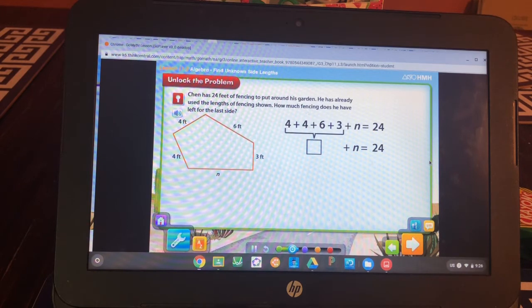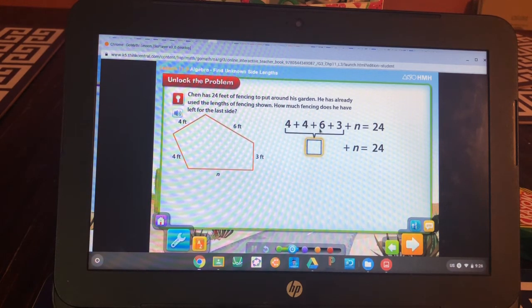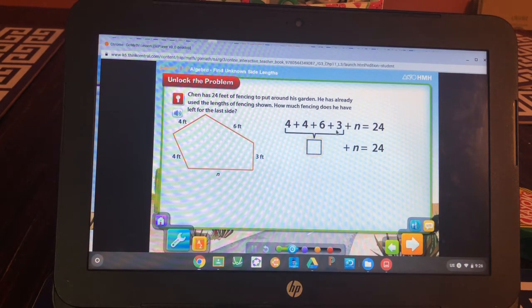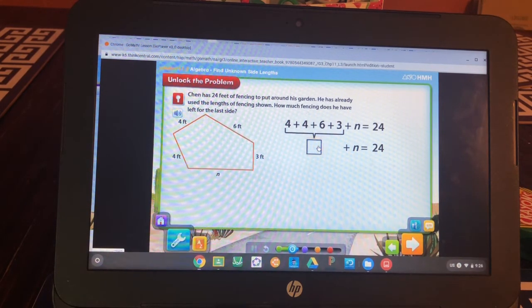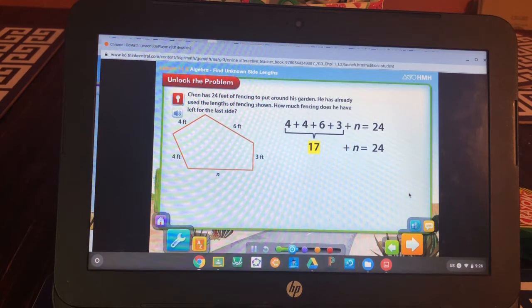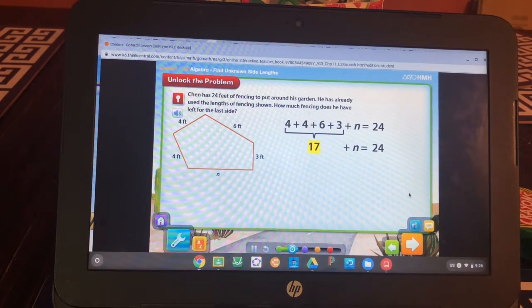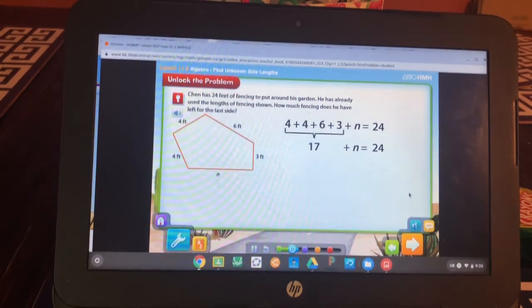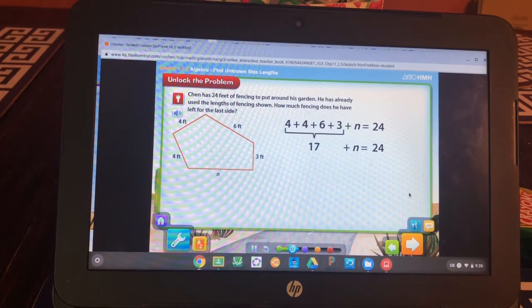Next, add the lengths of the sides you know. What's 4 plus 4 plus 6 plus 3? 4 plus 4 is 8. 8 plus 6 is 14. 14 plus 3 is 17. The sum of the lengths of the sides you know is 17. Now you have the equation 17 plus n is equal to 24.